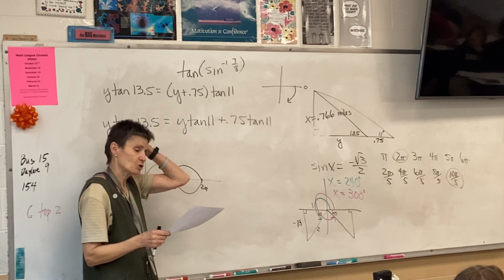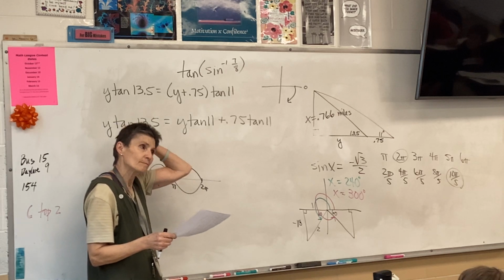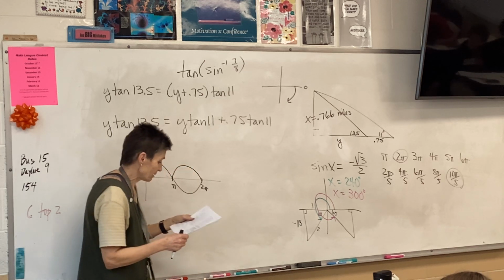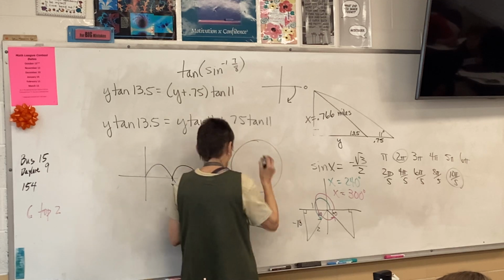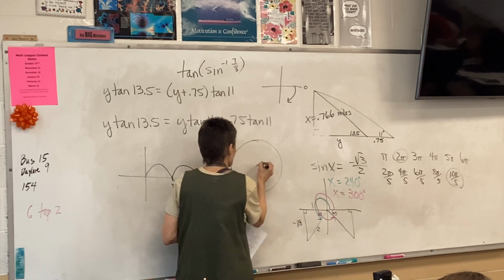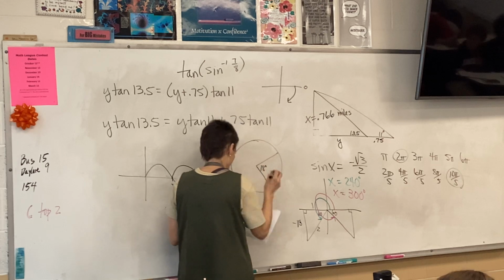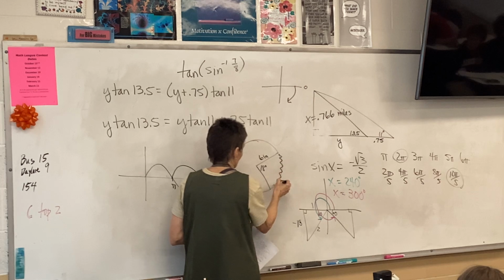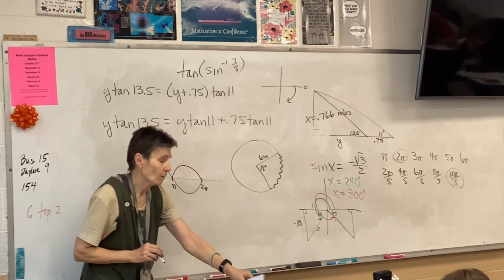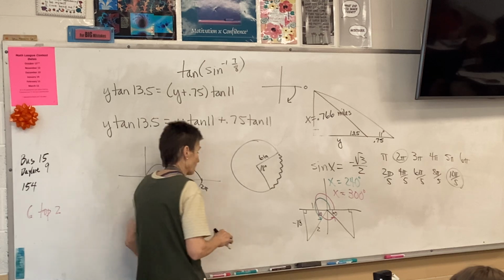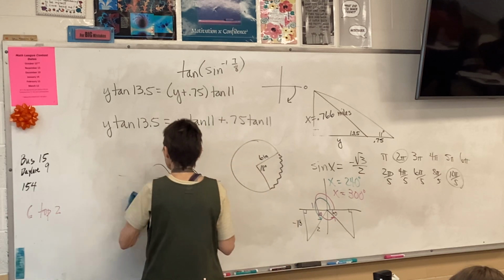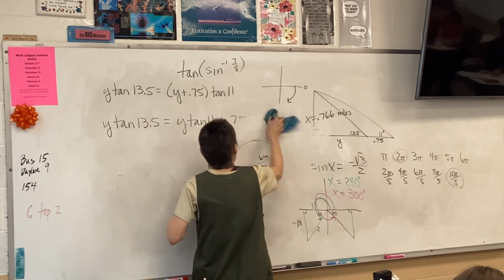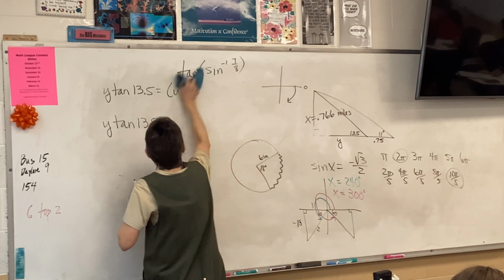All right, what else? Let's go. 6. Find the length of the arc determined by an angle of 18 degrees, and the radius is 6 inches. Arc length equals radius times radians. So the problem is, my angle is in degrees.